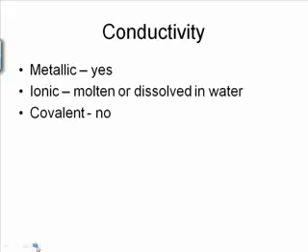Conductivity. Metallic substances, yes, they are conductive. Ionic substances will conduct electricity, but only when they're molten or when they're dissolved in water. That's because we need to have free moving ions to carry the charge. And so in solid ionic substances, those ions are not able to move. But if it's molten or dissolved in water, then you have movement of the ions to carry the charge. Covalent substances, no, do not conduct electricity.